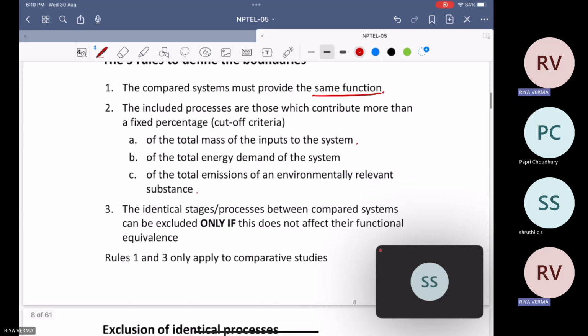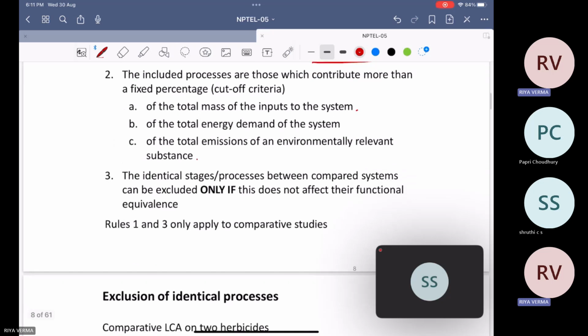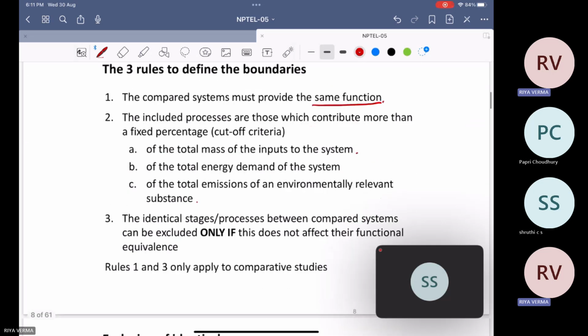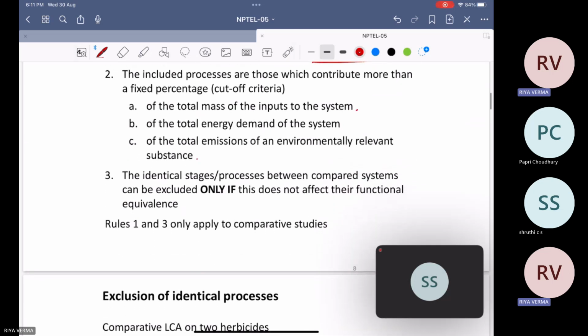And the identical stages or processes between the compared systems can be excluded only if this does not affect their functional equivalence. For example, in earlier studies where we studied cradle to gate or gate to grave type of studies, we could exclude the earlier process only because removing them is not affecting their functional equivalence in both the cases.